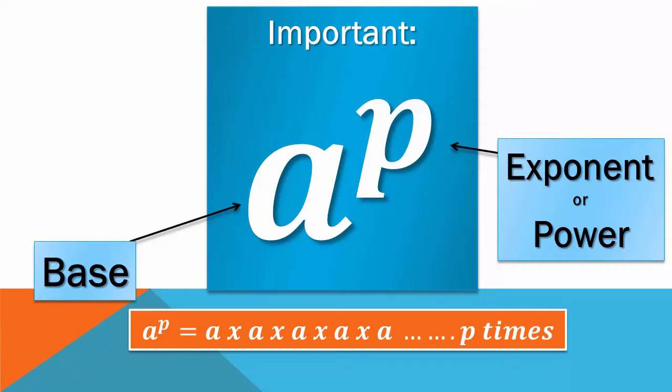For example, if a equals 2 and p equals 3, then it will be written as a to the power 3. So the base, that is 2, will be multiplied by itself 3 times, where 3 is the exponent. So 2 to the power 3 will be 2 into 2 into 2. Keeping that in mind, let us directly jump into our modules.